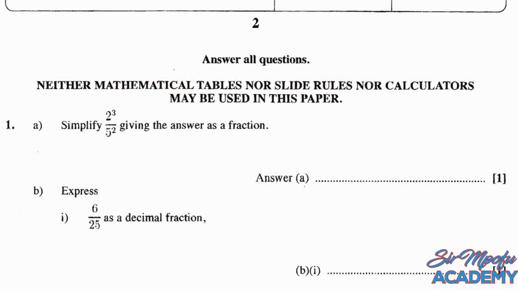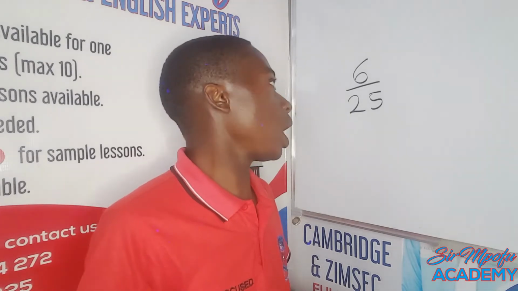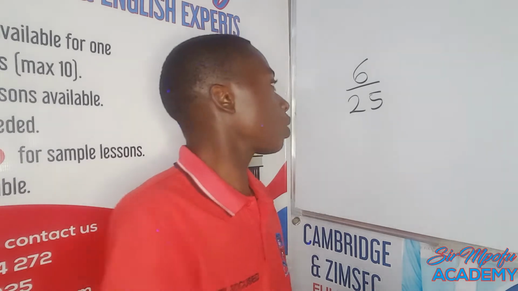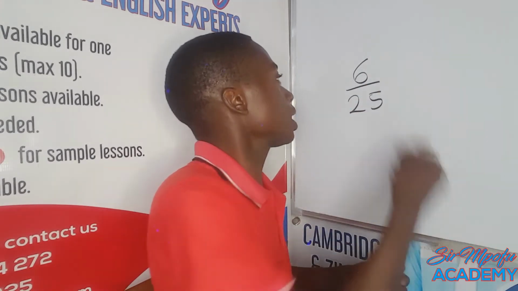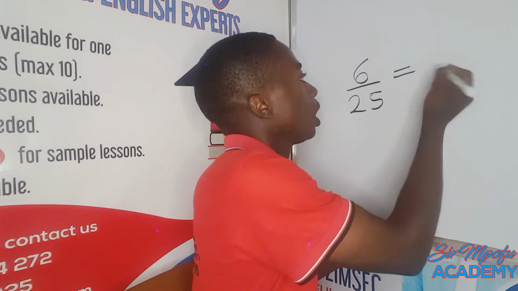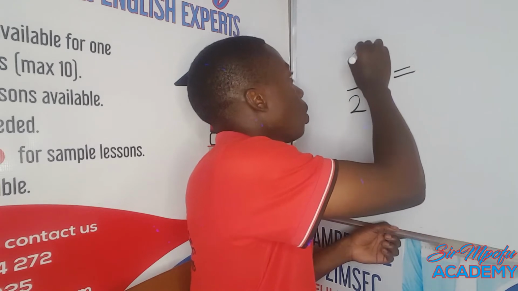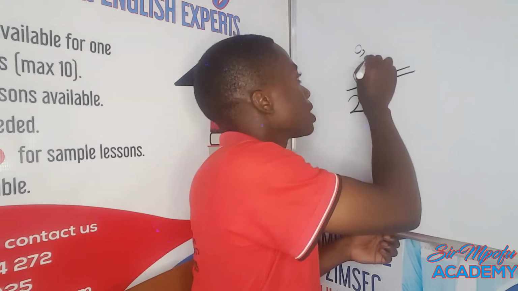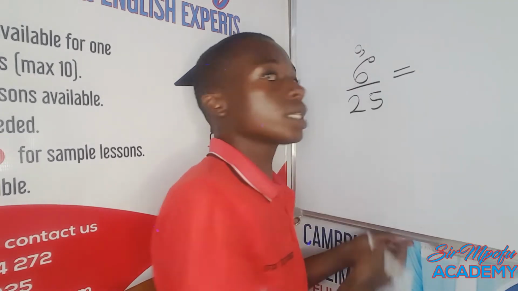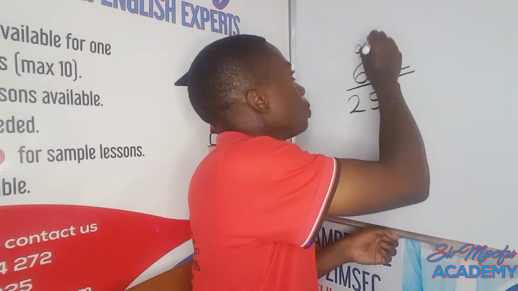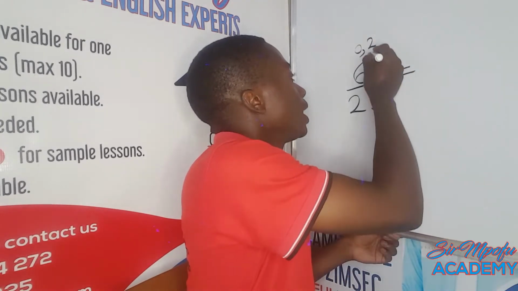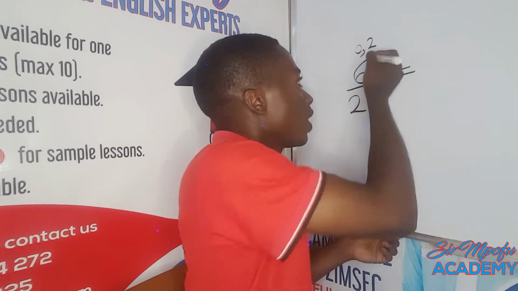Now, express 6 over 25 as a decimal fraction. This is very simple and straightforward. Remember, for us to express this as a decimal fraction, we're going to start by saying 25 into 6. It doesn't enter there, so our answer is 0, comma. Then we are going to write a 0 here. Then 25 into 60, that's 2 times, which is 50. Remainder 10. 25 cannot enter into 10.